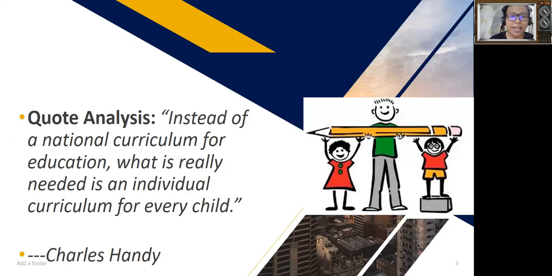According to Charles Handy, instead of a national curriculum for education, what is really needed is an individual curriculum for every child. No two individuals are alike. Therefore, we have to prepare different activities. We have to prepare different strategies or methods. If you have 50 students in your classroom, you need to prepare 50 sets of strategies.